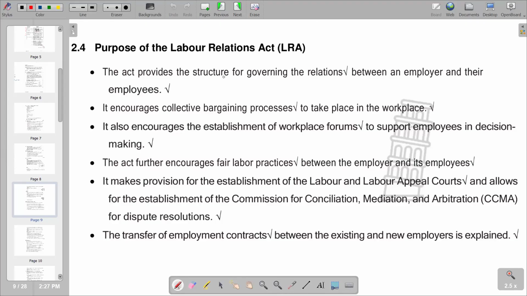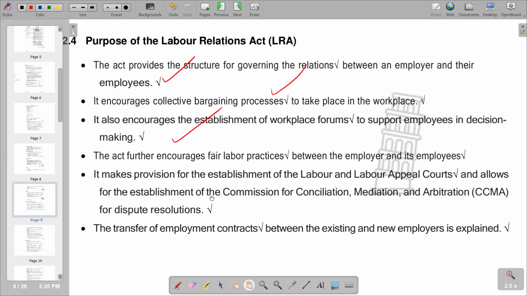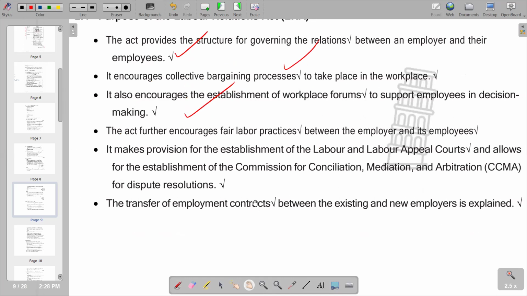Well, the Act provides the structure for governing the relations between an employer and their employees. It encourages the collective bargaining process to take place in the workplace. So it facilitates negotiations between the employer and the employee. And it also encourages the establishment of workplace forums to support employees in decision making. So these are the purposes of the Labor Relations Act that we can also include.